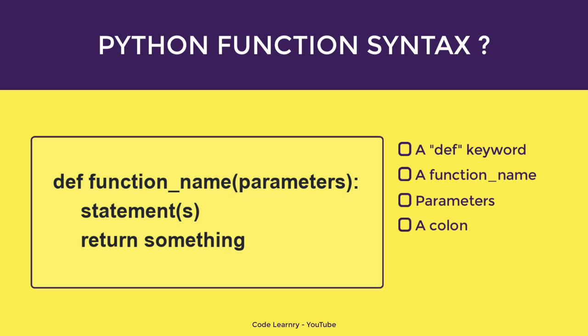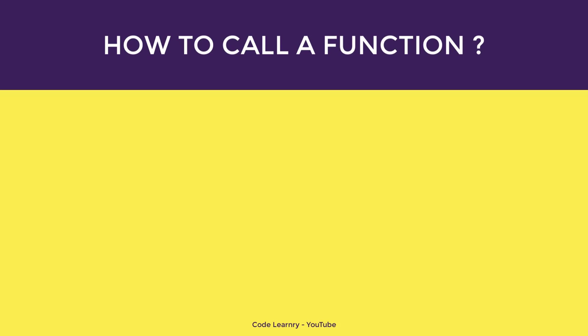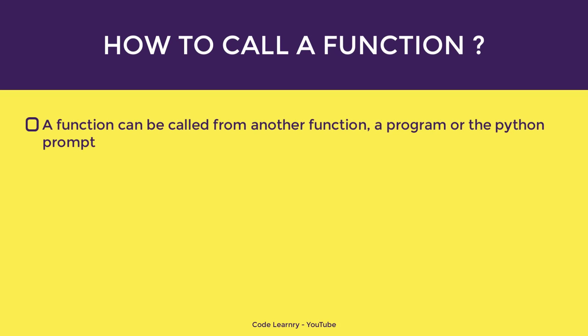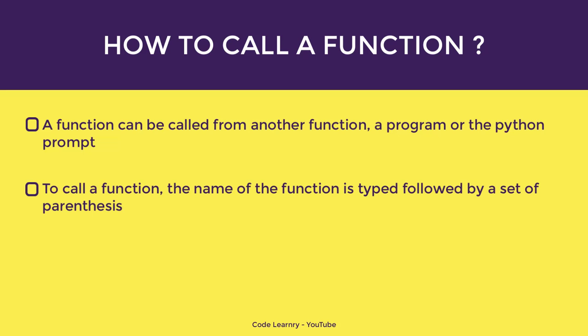A colon to mark the end of the function header. One or more valid Python statements that make up the function body. The statements must have the same indentation level. An optional return statement to return a value from the function. Once we have defined a function, we can call it from another function, program, or even the Python prompt. To call a function, we simply type the function name followed by an opening and closing parenthesis containing the function's parameters, if any.